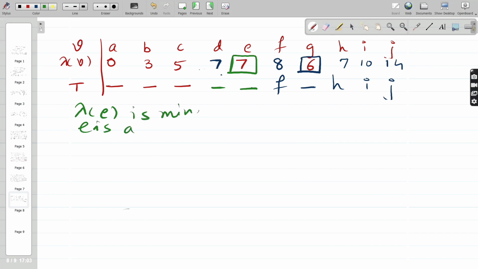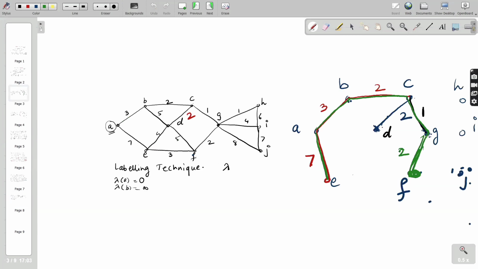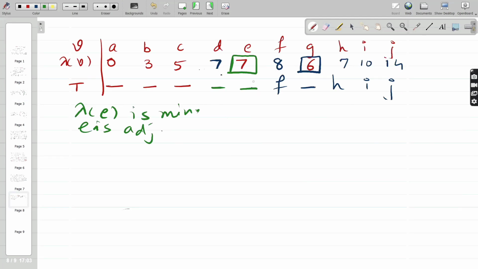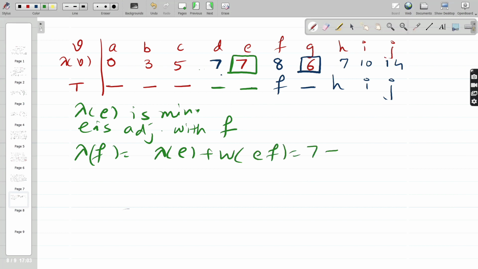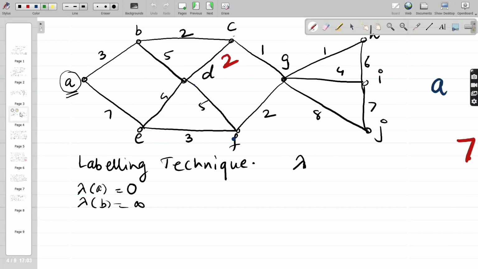Now E is adjacent with which vertices? E is adjacent with only, I think, F, among the vertices which are there in T right now. So lambda F would be lambda E plus weight of EF. That is 7 plus, now weight of EF is 3.